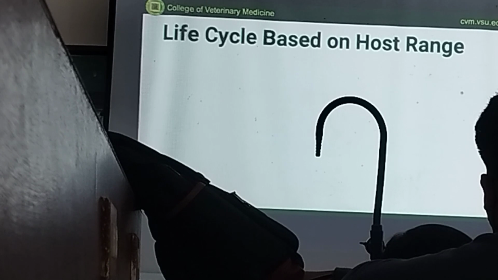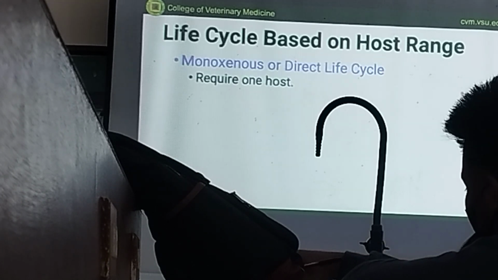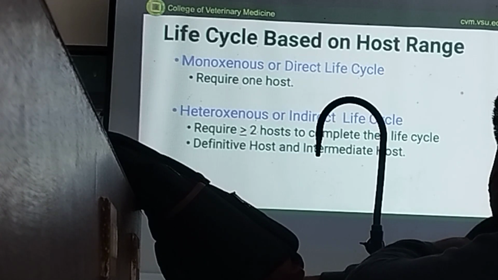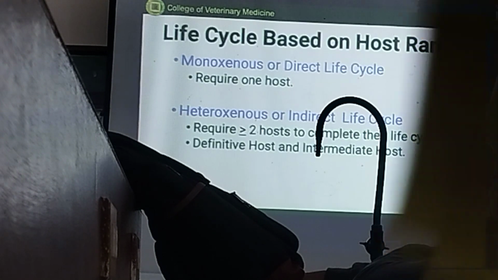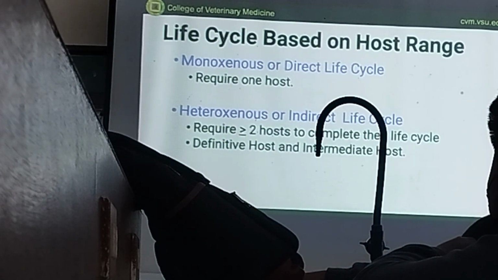We have also life cycle based on host range: monoxenous or direct life cycle, and then heteroxenous or indirect life cycle. I think this is self-explanatory. A life cycle of a parasite that requires one host means the parasite is just cycling around a single host, while for an indirect life cycle, there's a final host and an intermediate host. It could be two intermediate hosts.